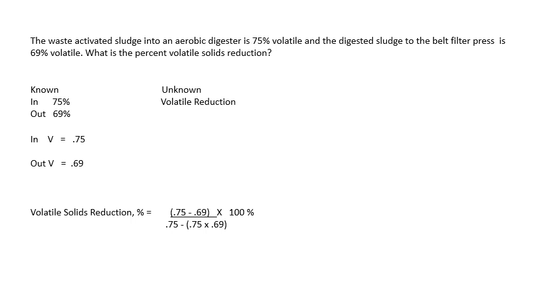We can solve for the top. 0.06. We're going to solve for the bracket on the bottom. 0.75 times 0.69. You get 0.5175. You subtract that from 0.75. So you get 0.2325. You're going to divide that into the 0.06. So 0.06 divided by 0.2325, and you get 0.2580. We're going to multiply that by 100 to get to the percent. You get 25.80%.